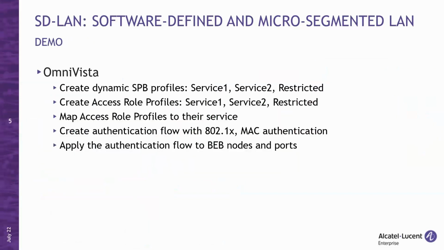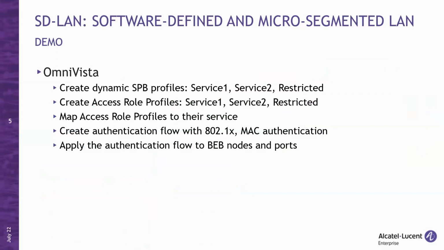Let me illustrate this with a demo. When working in SD-LAN mode, we can do everything from OmniVista without using the CLI. What are the steps? We will create 3 dynamic SPB services. We will create 3 dynamic SPB profiles, Service 1, Service 2, and a restricted service, which is a very limited service for those devices that either fail authentication or for which the right profile has not been defined or applied.